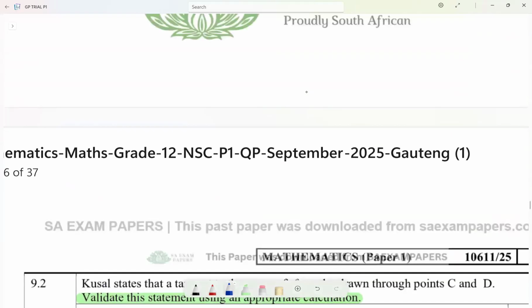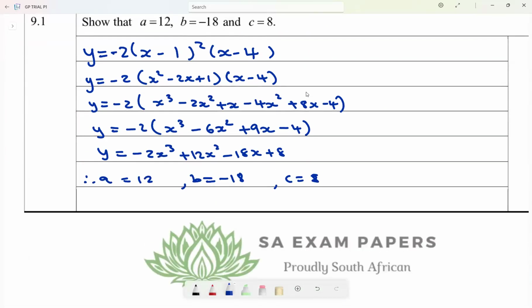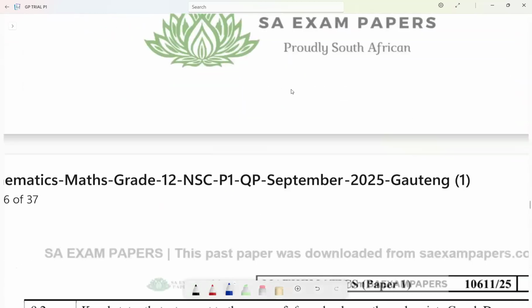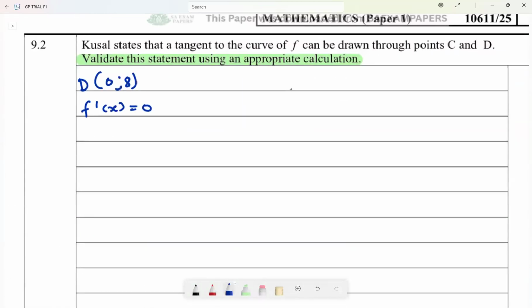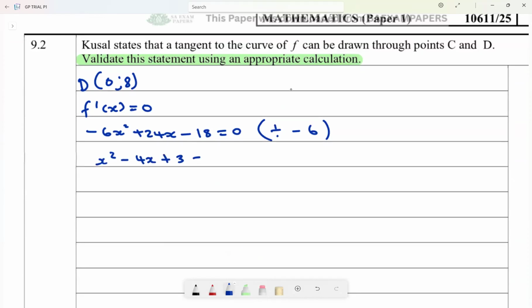And then remember, if I have my equation as negative 2x cubed plus 12x squared minus 18x plus 8, the derivative is now negative 6x squared plus 24x minus 18. Then I can divide by negative 6, by the way. When I divide everything by negative 6, I'll have x squared minus 4x plus 3. And then I'll have (x minus 3)(x minus 1). And then x is equal to 3 or x is equal to 1.